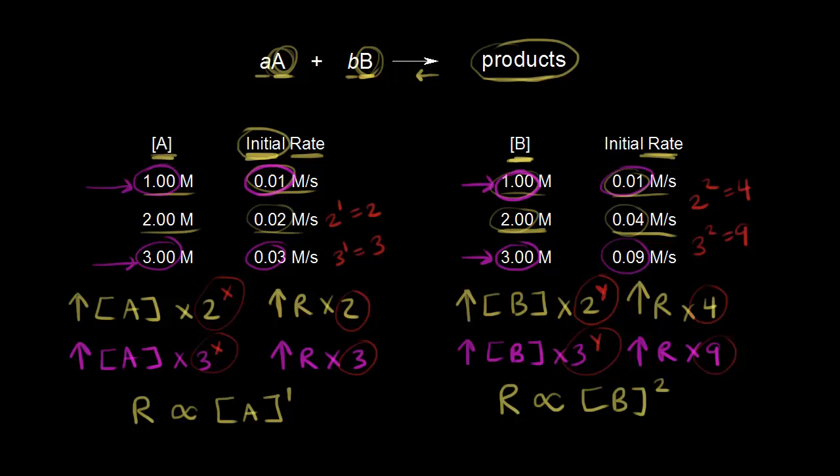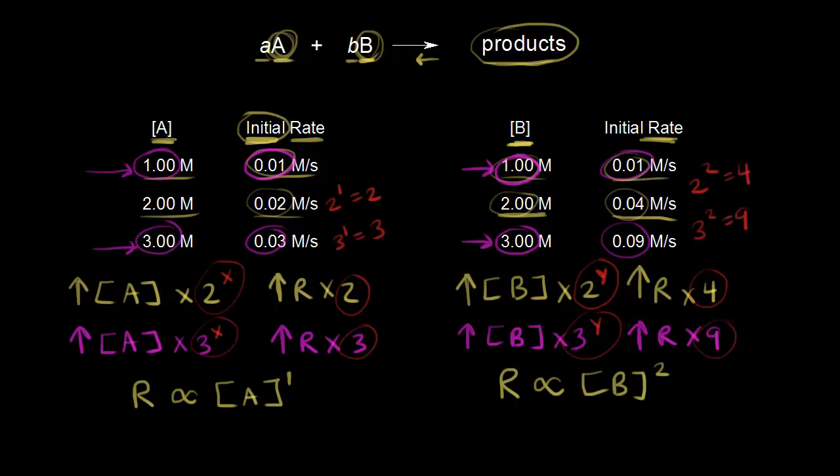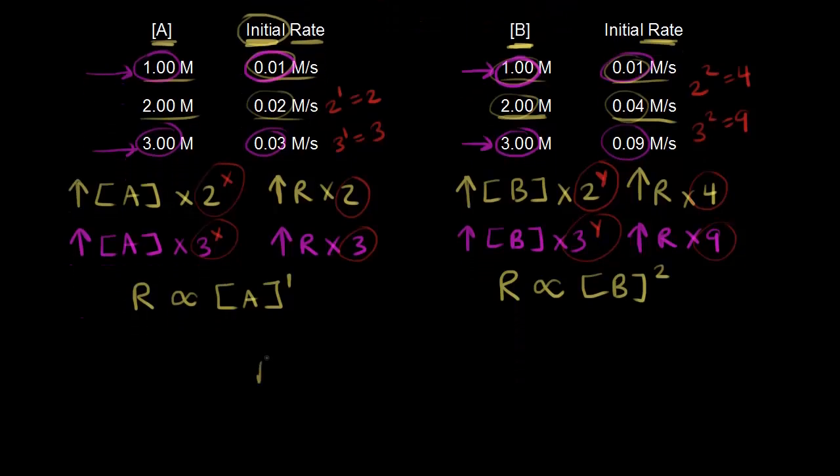We can put these together to write what's called a rate law. So we know that the rate of our reaction is proportional to the concentration of A to the first power, and we know that our rate is proportional to the concentration of B to the second power.